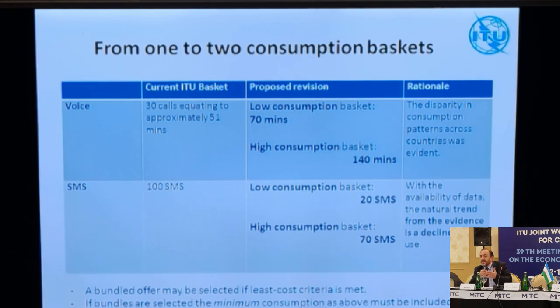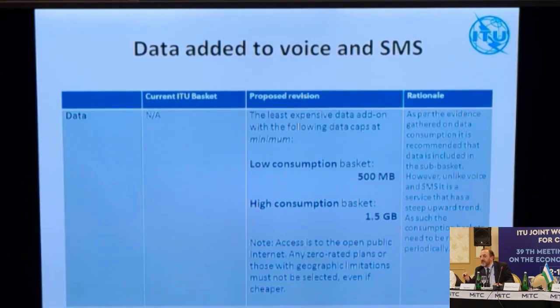The low consumption basket, as I mentioned, is about 70 minutes of voice, and the high consumption basket is 140 minutes of voice. Before we had only 30 calls, approximately 50-something minutes, but now we have 70 minutes and 140 minutes due to this trend of going from fixed to mobile voice. The SMS is not that relevant, with 20 or 70 SMS per month, and the data, which is very important here, goes from at least 500 megabytes to 1.5 gigabytes of consumption.